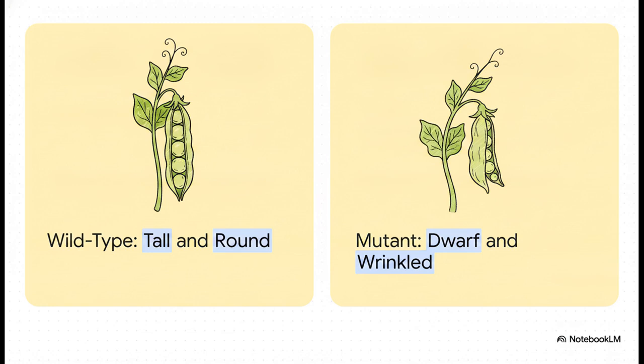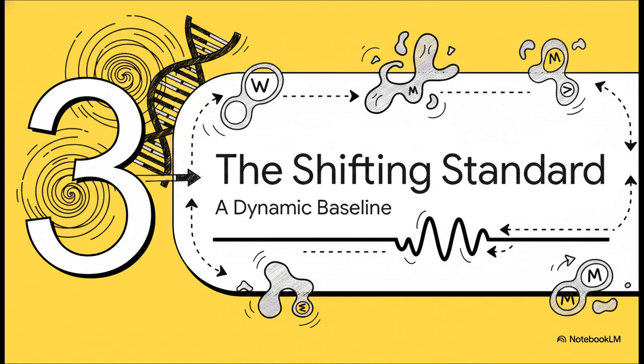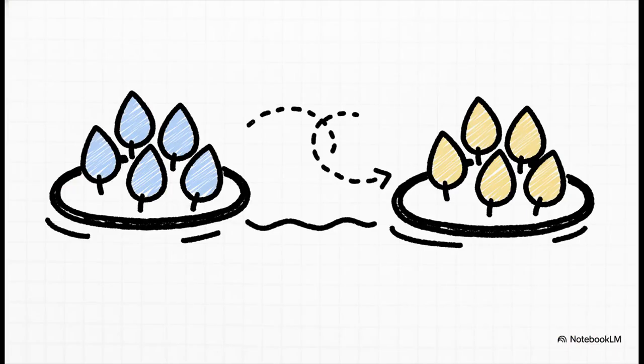All right, section 3, the shifting standard, a dynamic baseline. Here is where we hit a major biological plot twist. The truth is, wild types are not fixed forever. Actually, scratch the idea of a rigid code locked in a vault, because nature is incredibly dynamic.